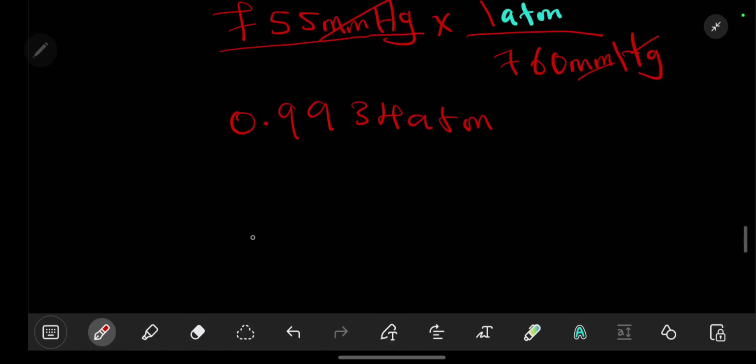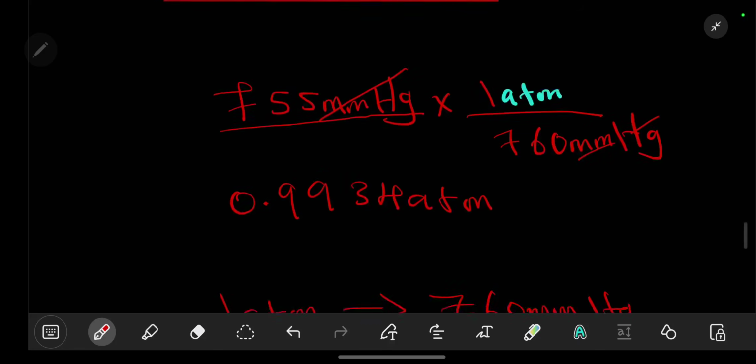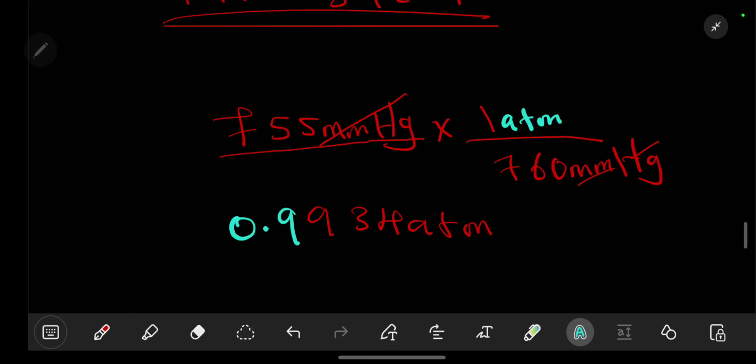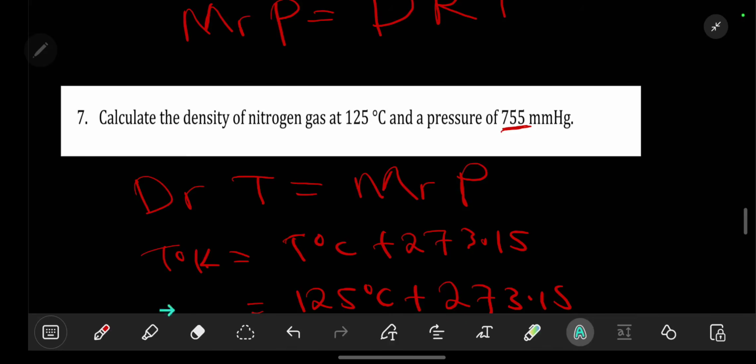If you want, you can say that 1 atmosphere is equal to 760 millimeters of Hg. Then how about if you have 755 millimeters of Hg, you are going to have X. This will still give you the same answer. So we have found this value. With these values, we can now calculate the density.